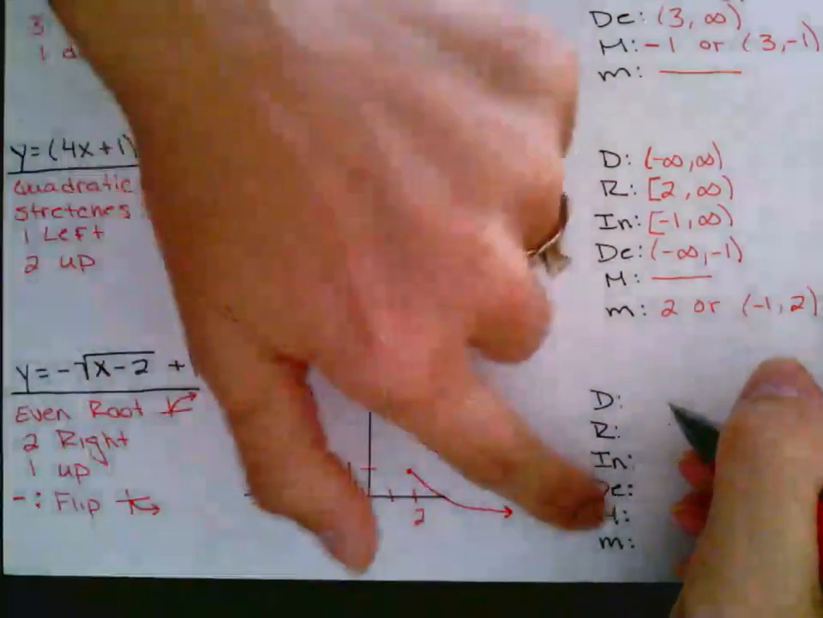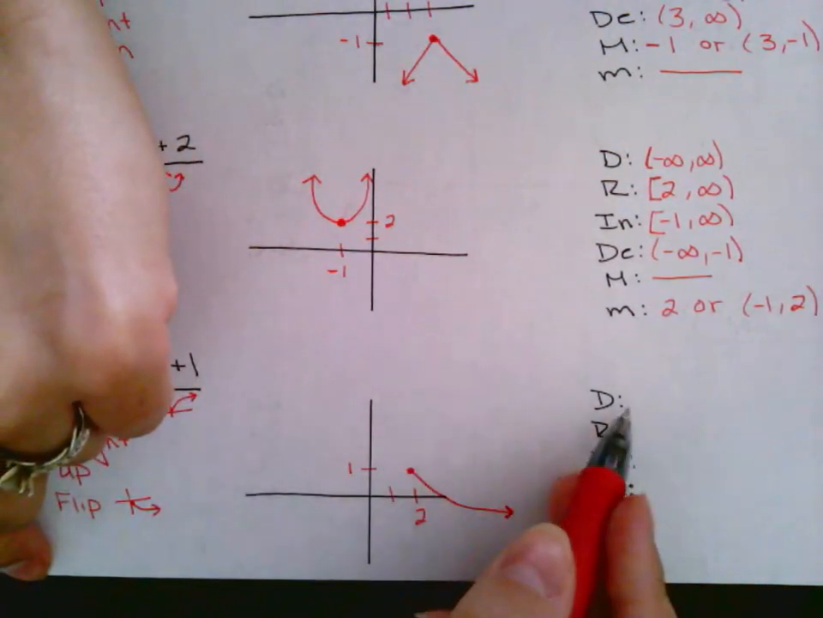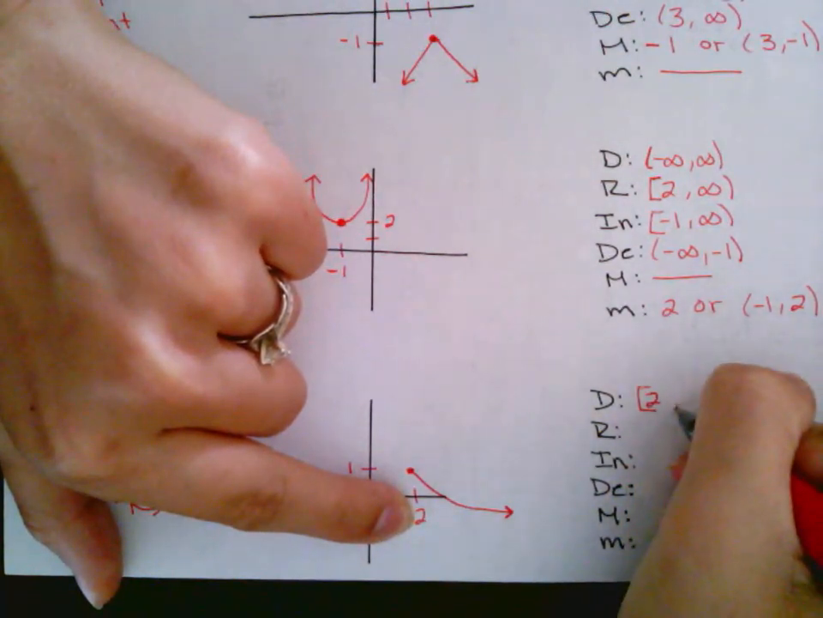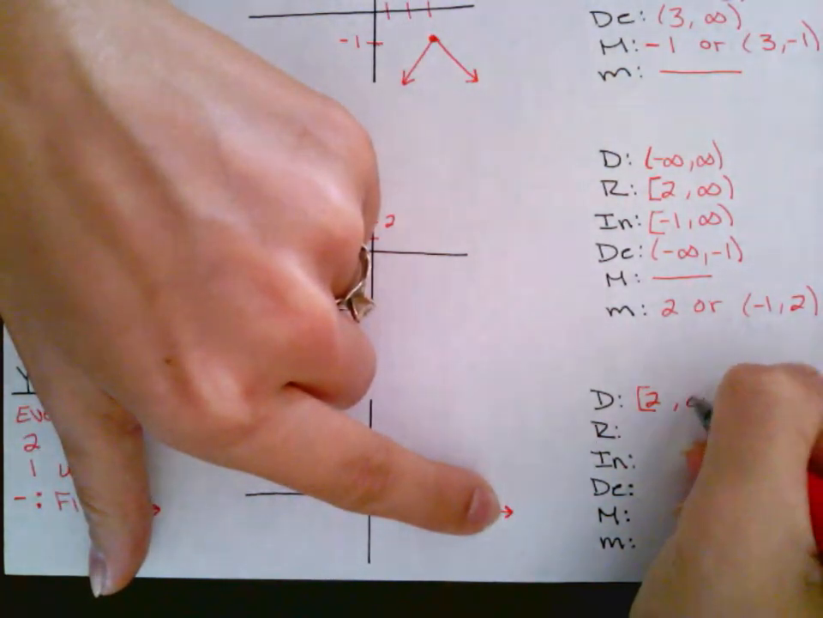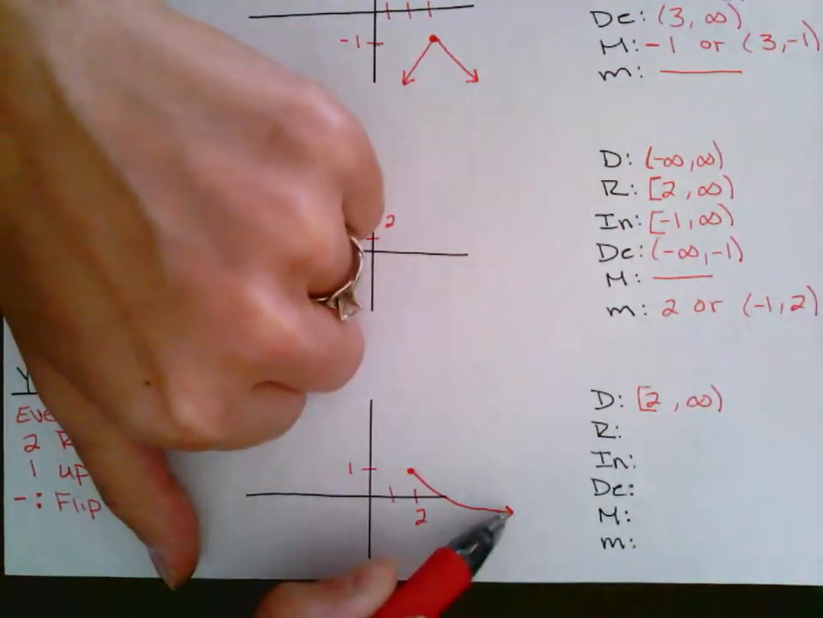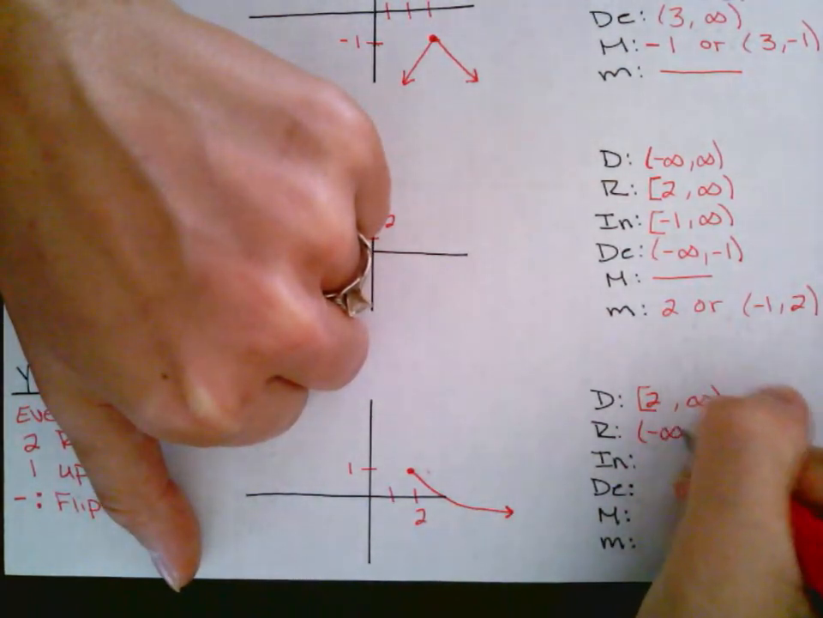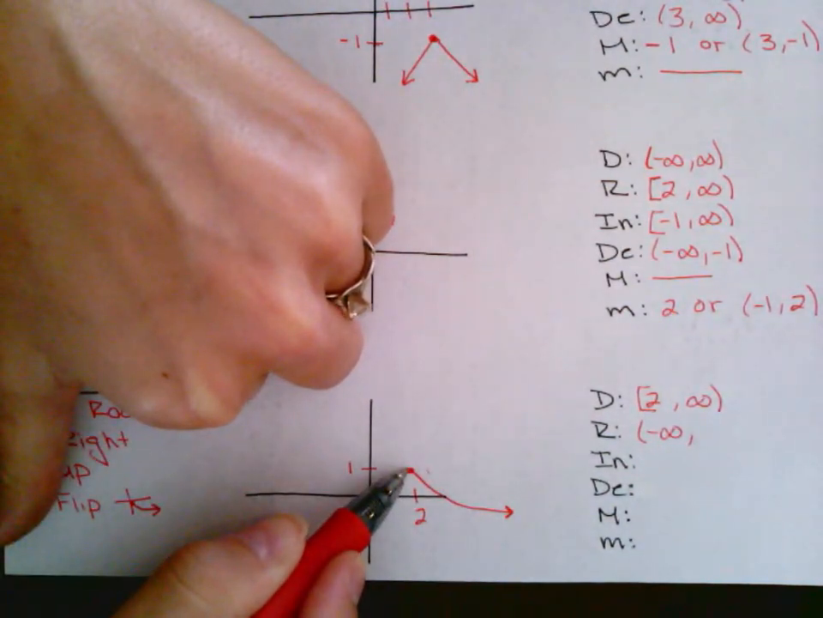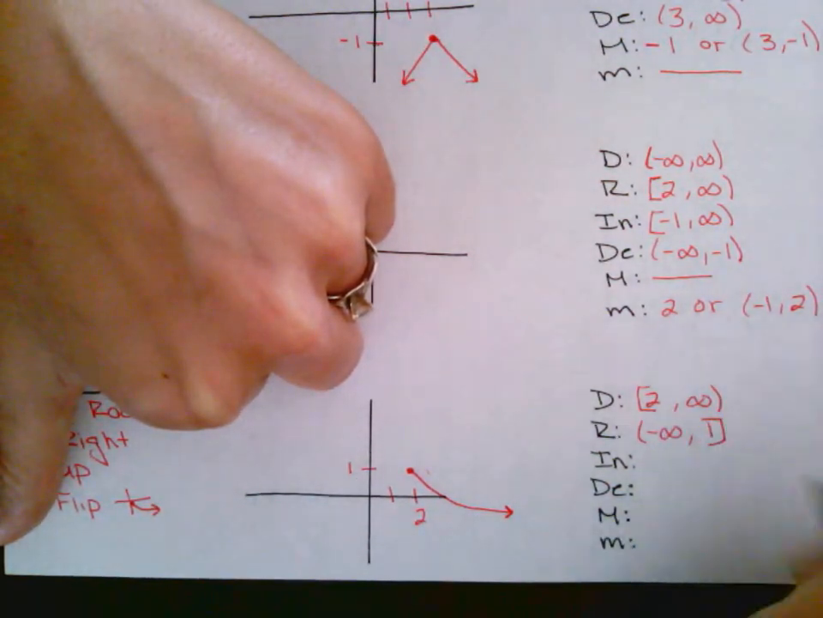So domain, furthest left that this graph exists, well, there's a solid dot here. There's not an arrow shooting forever. So the furthest left x that it exists at is 2. So we put a bracket as it touches it. It's a filled in circle. And then the furthest right, it goes on forever to positive infinity. Range, what is the lowest this goes? Well, this area is lower than this part. So the lowest it goes, there's an arrow, so negative infinity. And then the highest that this goes is up here to this dot. Okay, so the highest y value is at 1. And it's a closed dot, so I'm going to put the bracket.